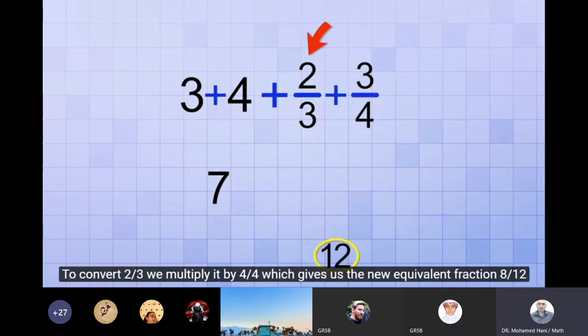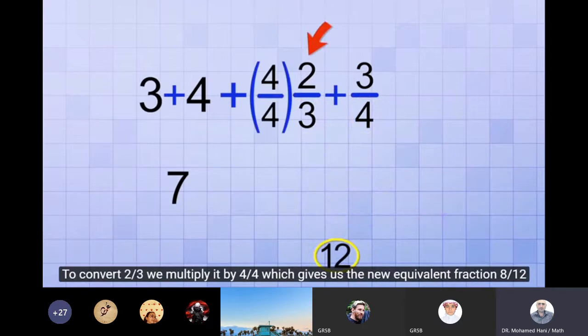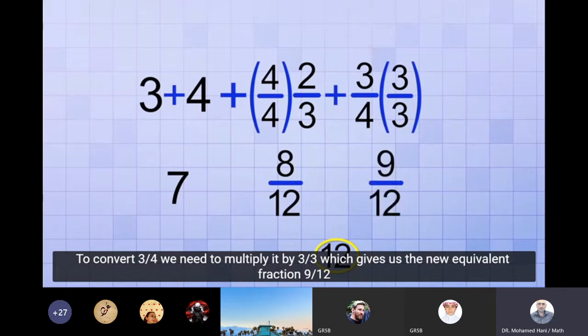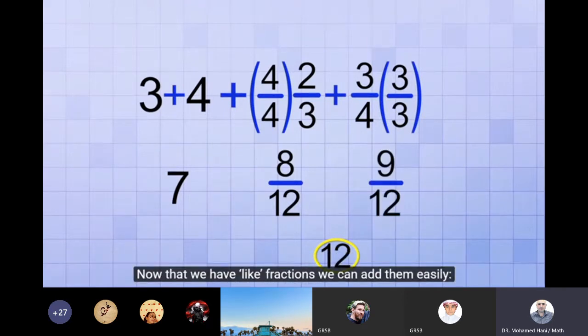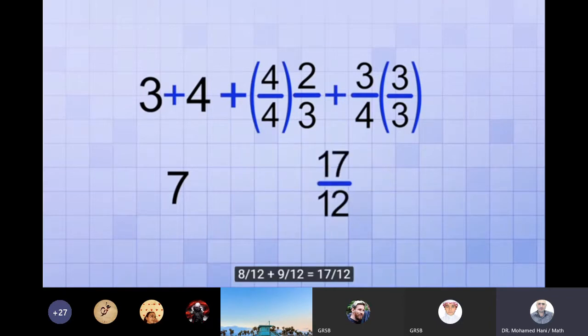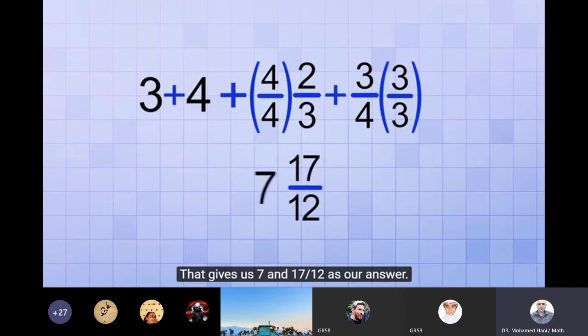To convert 2/3, we multiply it by 4 over 4, which gives us the new equivalent fraction, 8 over 12. And to convert 3/4, we need to multiply it by 3 over 3, which gives us the new equivalent fraction, 9 over 12. Now that we have like fractions, we can add them easily. 8 over 12 plus 9 over 12 equals 17 over 12. And that gives us 7 17/12 as our answer.